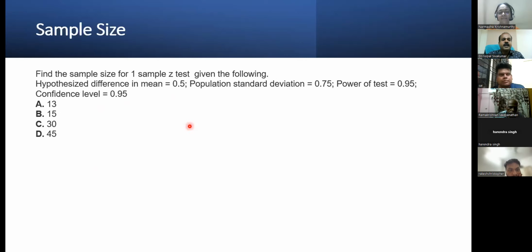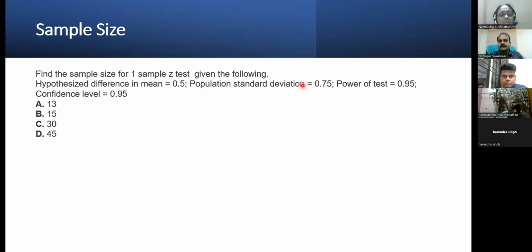Very good. Find the sample size for a one sample Z test given the following. The difference in the mean is 0.5. The population standard deviation is 0.75. The power of the test is 0.95. Confidence level is 0.95. Now see, it is always better to understand the situation so you can work more accurately. You can judge the correct sample size if this information is available. When you are working with the data, you should know what kind of hypothesis testing you are doing.